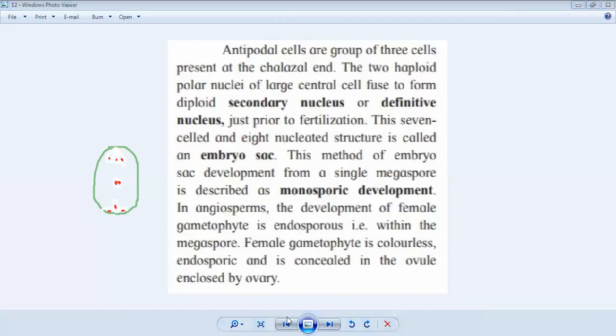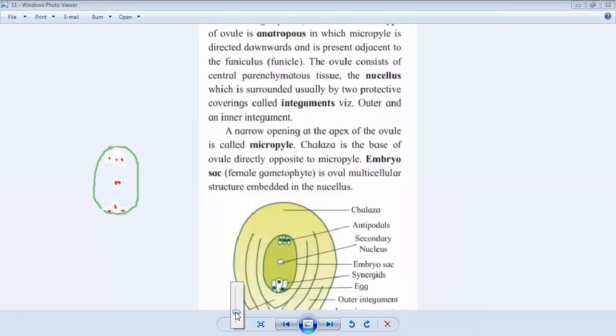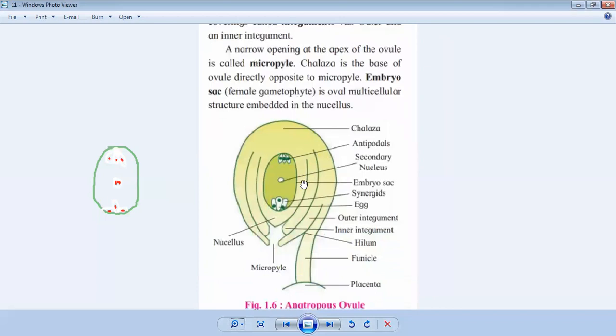So in this way, in today's lecture, we have discussed in detail the LS of ovule. LS, that is a longitudinal section. The angiospermic ovule is mostly an anatropous ovule, which consists of a downwardly directed opening called the micropyle. The bent axis along with the downwardly directed opening, the micropyle, is called an anatropous ovule.